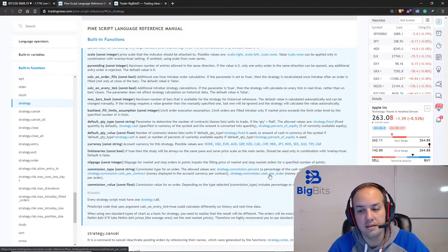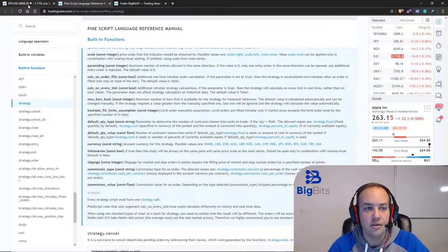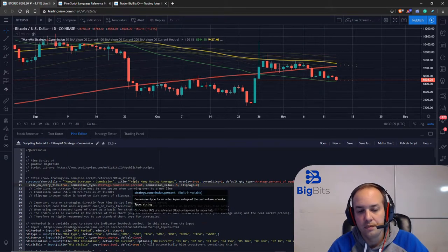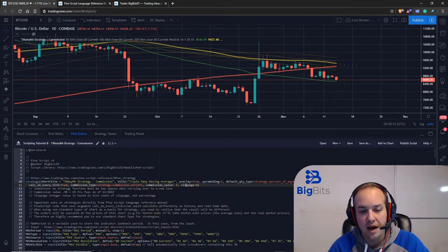So if it only costs $5 to execute your order on the exchange, no matter how big or small it is, you would use this one. And then you would just set your commission value to whatever that value is. So if you were doing the cash per order and you were trading five contracts, you wouldn't need to worry about there being five contracts.